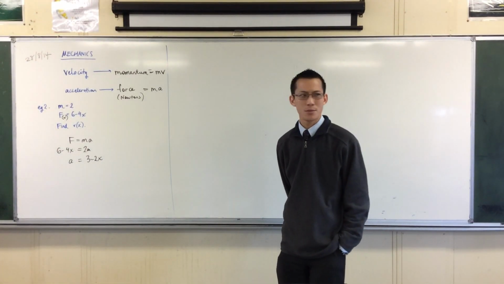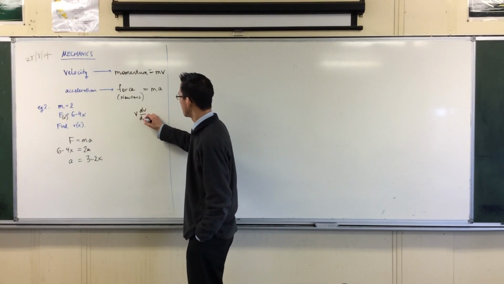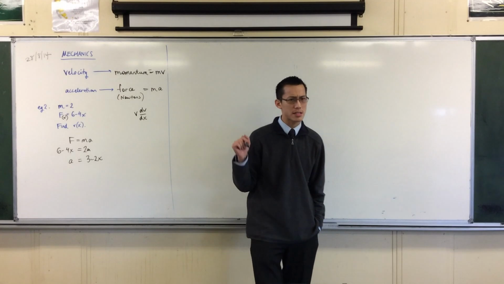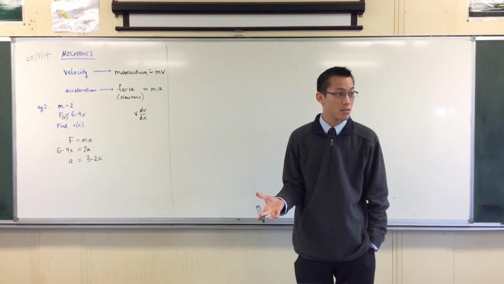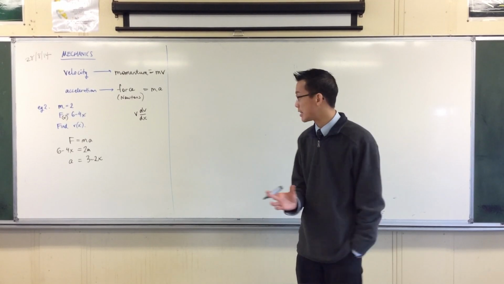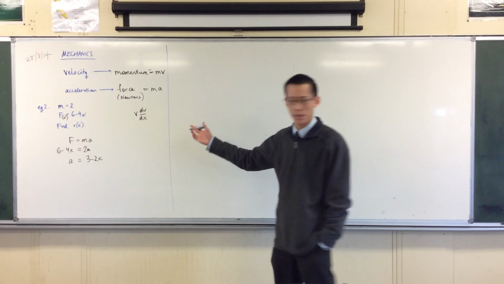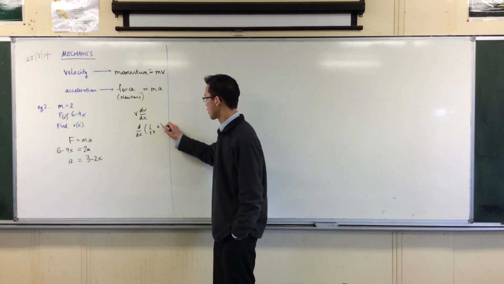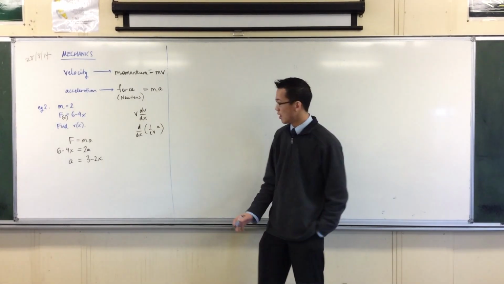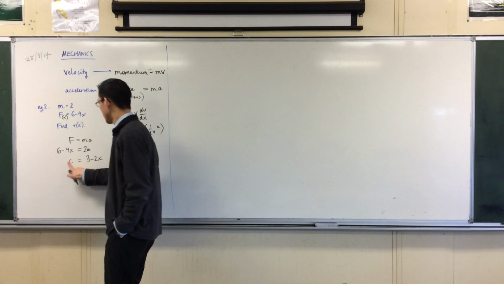You could go v dv on dx. Did we do this way last time? Yeah, we did. There's another way to do this, and you will see shortly it's actually a better way. It's very similar to this one: d on dx of half v squared. You can see the clear relationship there. So just to shake it up a little bit, let's go with this. Let's see what happens. Let me put that in here.